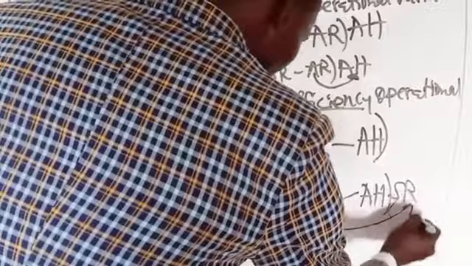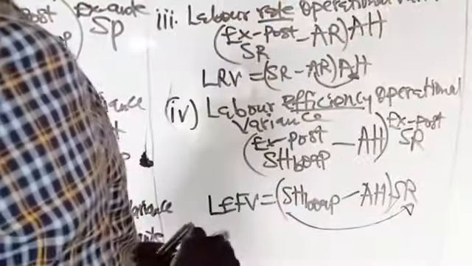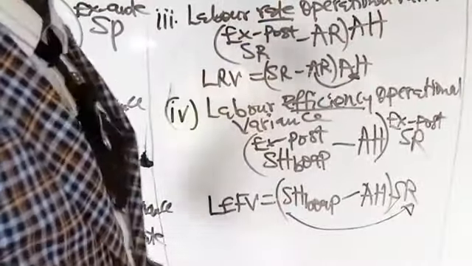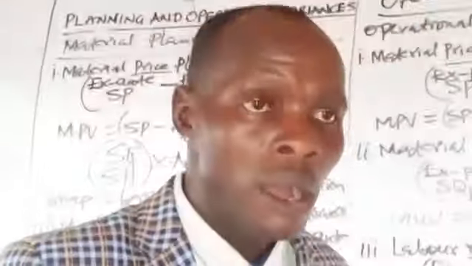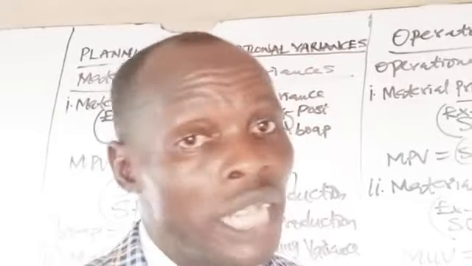So what you have here, this is standard, this is standard. It is what you have here that determines this. So that means you are going to have ex post standard rate. These are the formulas for calculating the labor and material variances. I want to take a question as a worked example.